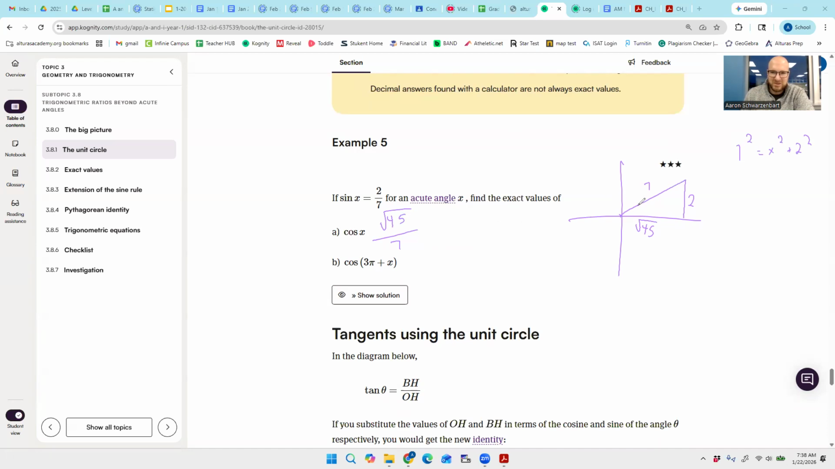My angle here is called x for this particular one. 3 pi, 2 pi is here, 3 pi plus x is going to be down here. So my triangle goes this way. Hypotenuses are always positive. The x is going in the negative x direction, so it's negative square root of 45. The y is going in the negative y direction, so it's negative 2. And we get those.